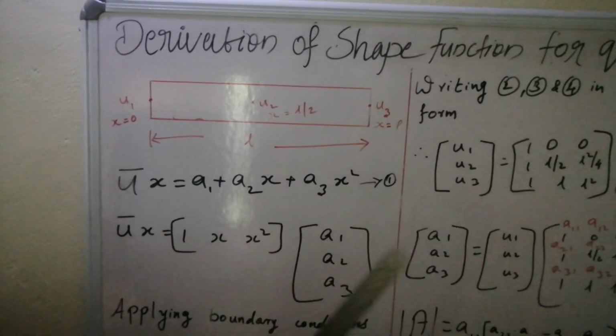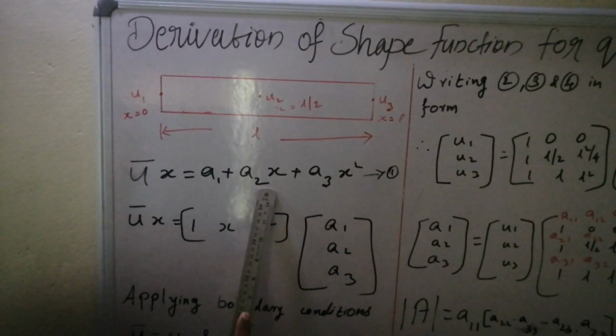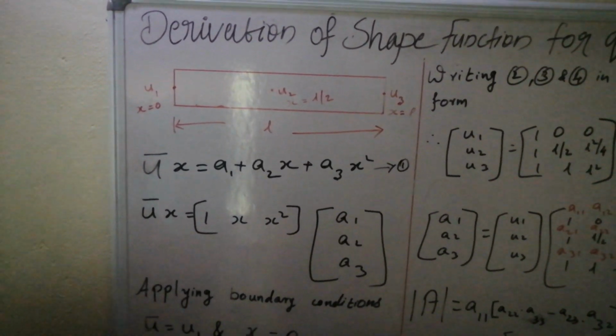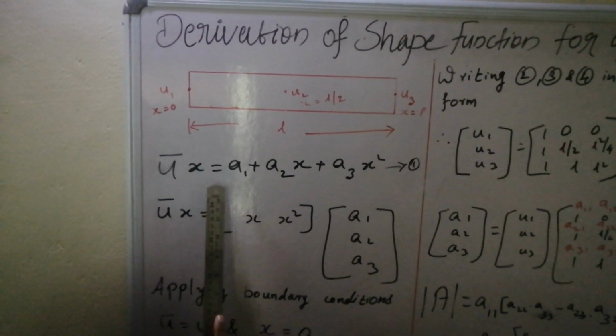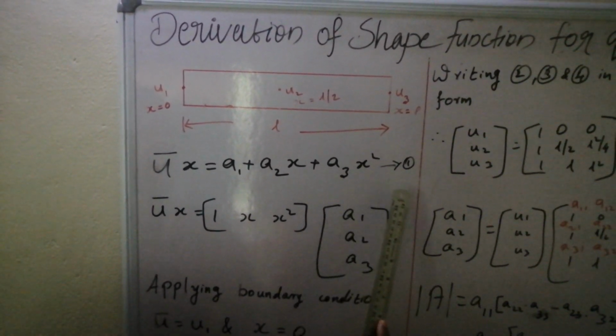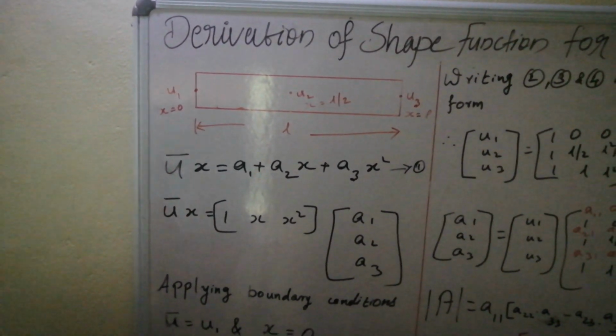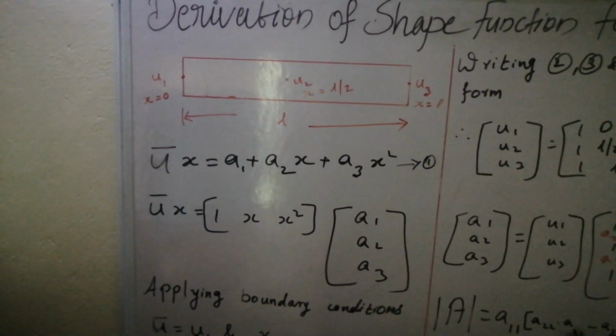Since it's a 3 degree of freedom, the equation will become u bar x equal to a1 plus a2x plus a3x square. And if it's a 4 degree of freedom, the equation will change as u bar x equal to a1 plus a2x plus a3x square plus a4x cube. You want to note that the problems may come as 4 degrees of freedom or 5 degrees of freedom.